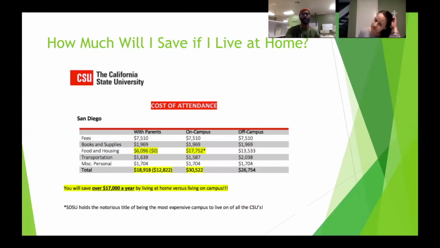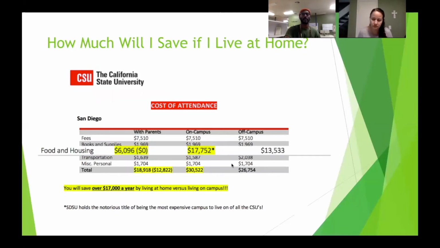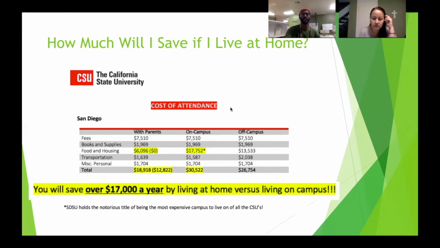Another thing we want to point out is how much students can save by living at home. In this example of a San Diego State University student, they will have to pay $17,752 per year to live on campus. The CSU system is estimating that they will pay $6,096 living at home. This is only if their parents ask them to pay room and board. If you can live at home for free, that means you'll be paying $0 to live at home, which means that you could save over $17,000 a year just by living at home versus living on campus.